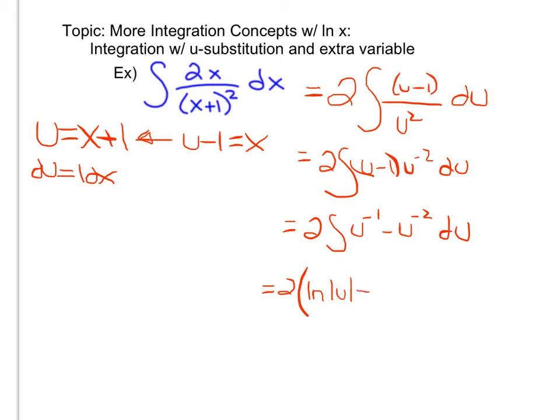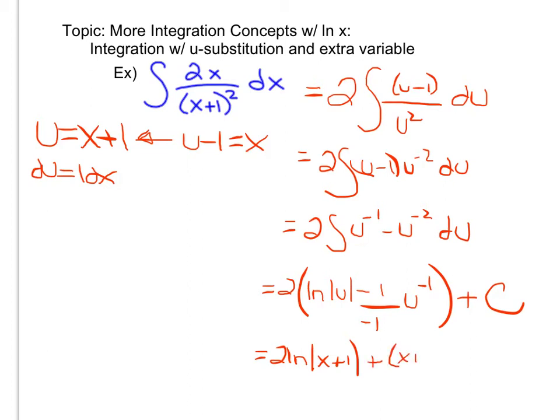minus, if I go ahead and integrate this, I do end up with 1 over negative 1, or excuse me, 1 plus a negative 2, which is just going to be negative 1, u to the negative 2 plus 1, which ends up being negative 1, plus c. So if I just clean this up a little bit, I'm going to go ahead and distribute my 2. I get 2 ln, replacing u with x plus 1. Minus a minus 1 over here is going to end up being a plus. And again, in place of u, x plus 1 to the negative 1 plus c as my final answer.